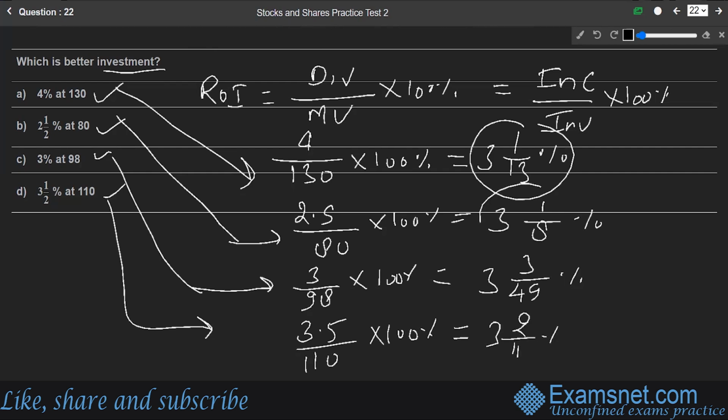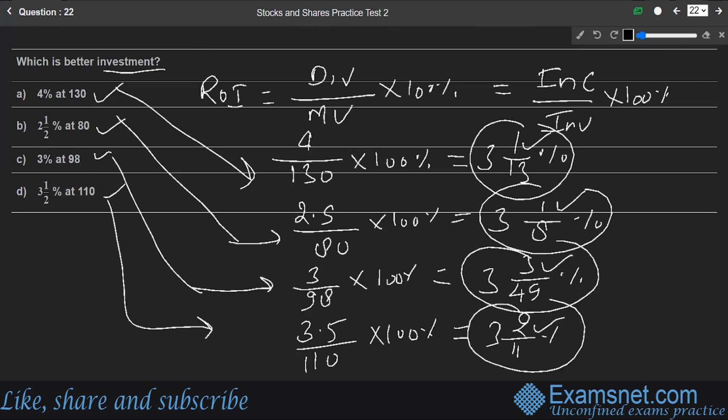So these are the four rates of interest that we have to compare. If we compare precisely 3 1 by 13, 3 1 by 8, 3 by 49, whichever is highest will be the better scheme. So obviously 3 2 by 11 is the highest value out of all those fractions. So the fourth scheme is the better scheme, or the best scheme, out of all the options available. So clearly option number D becomes the right answer for us.